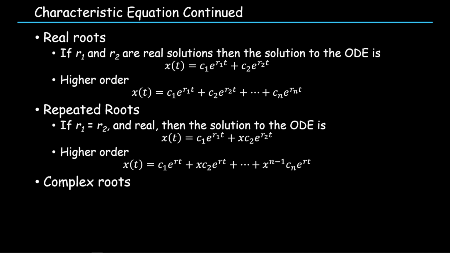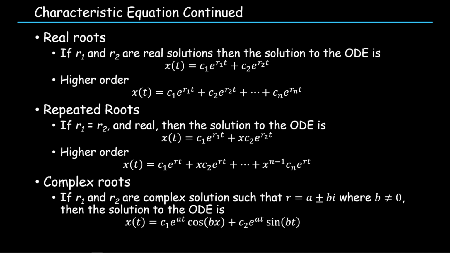Last but not least, we have the complex roots scenario. For complex roots, if r1 and r2 are complex solutions such that r is equal to a plus or minus b times i, where b is not equal to 0, then the solution to the ODE is x of t equal to C1 times e raised to the a t multiplied by cosine of b t, plus C2 times e raised to the a t times sine of b t. And that is pretty much it for this lecture.